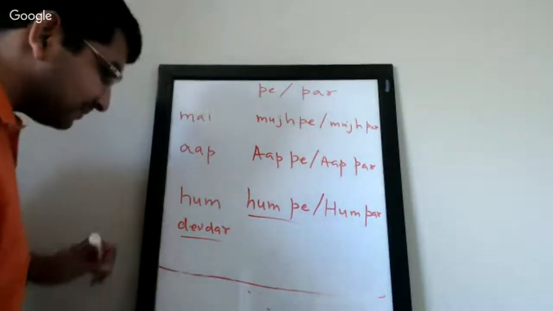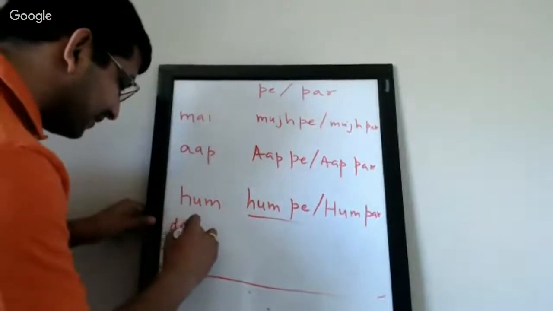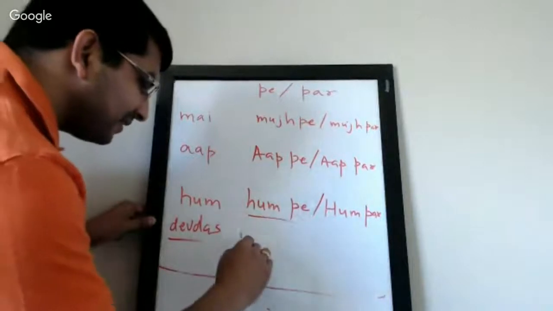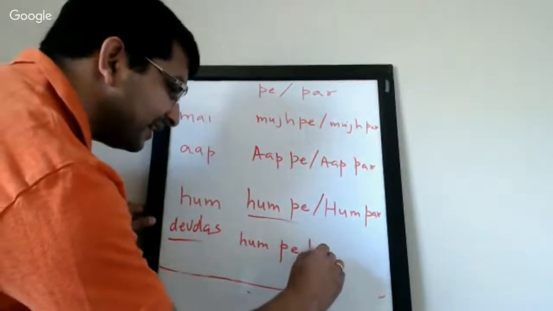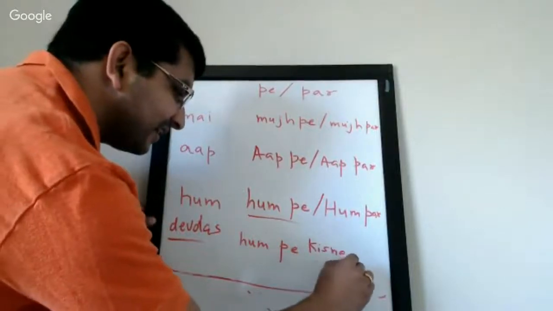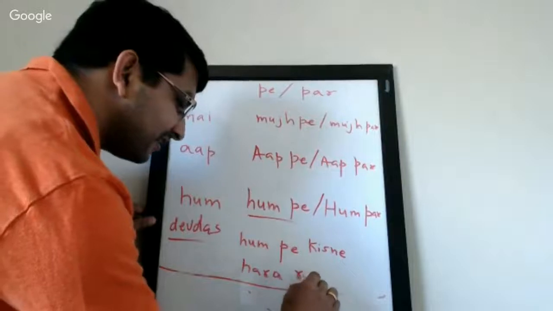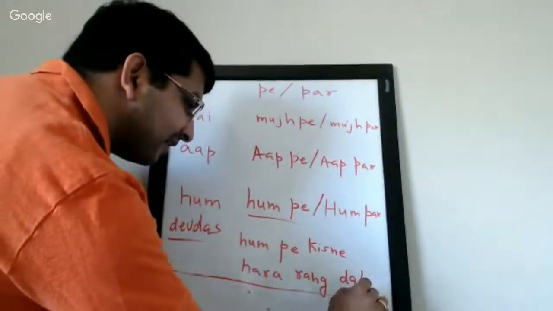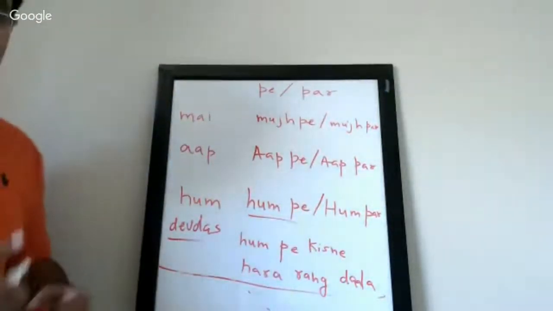The movie is Devdas, right? And the song is Hum Per, basically, Hum Per Kisne Hara Rang Dala. Hara is green, rang is color, dala is like who poured the green color on us.